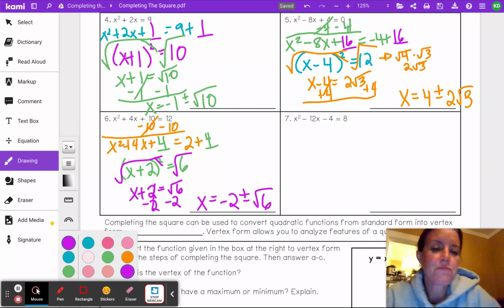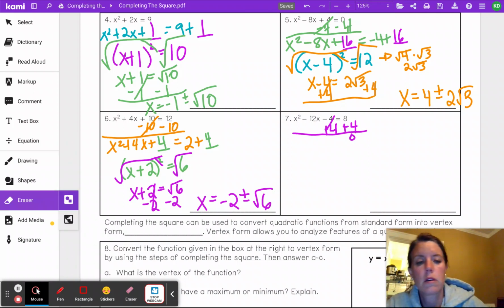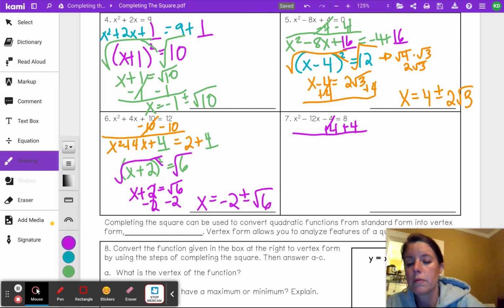Okay, number 7. First thing, I'm going to add 4 to both sides. I'm going to be really mad if this volume doesn't work again. Whoops. I don't want to do it.